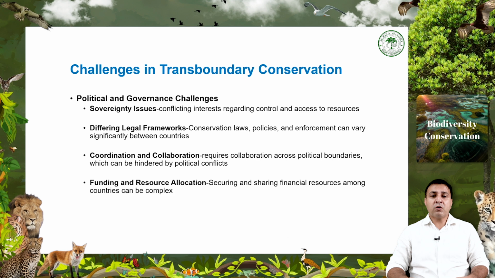Another is coordination and collaboration. Effective management of transboundary protected areas or transboundary ecosystems requires collaboration across political boundaries, which can be hindered by political conflicts, lack of trust, or inadequate communication mechanisms. Another is funding and resource allocation. Securing and sharing financial resources among countries can be complex, with each country having different funding priorities as well as budget constraints.